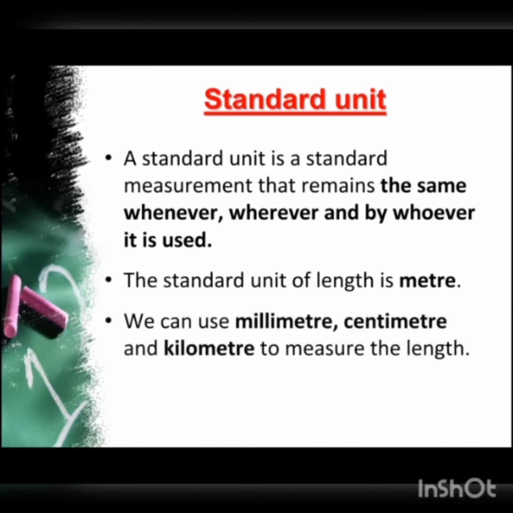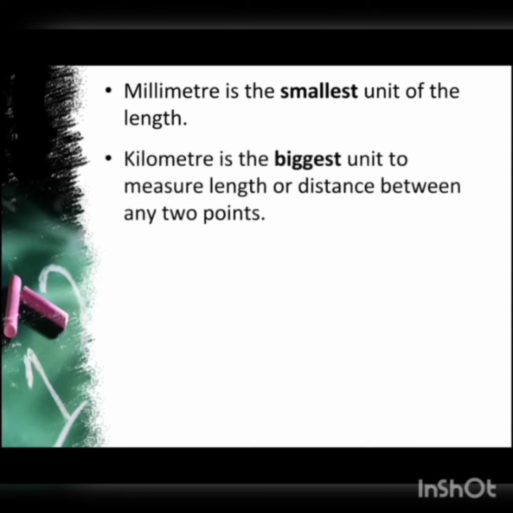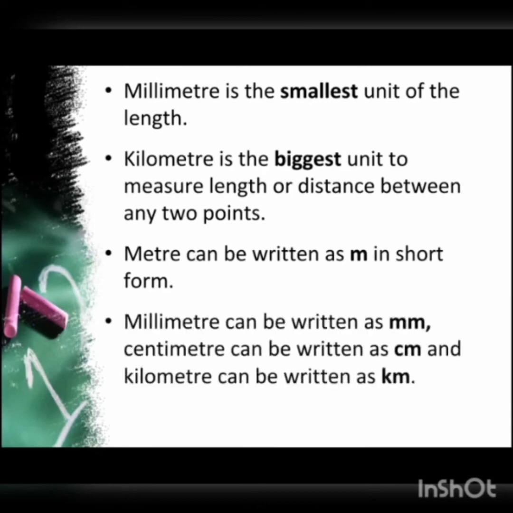We can use millimeter, centimeter and kilometer to measure length. Millimeter is the smallest unit of length. And do you know, students? Kilometer is the biggest unit to measure length or distance between any two points. Meter can be written as small m in short form. Similarly, millimeter can be written as mm, centimeter as cm and kilometer as km.